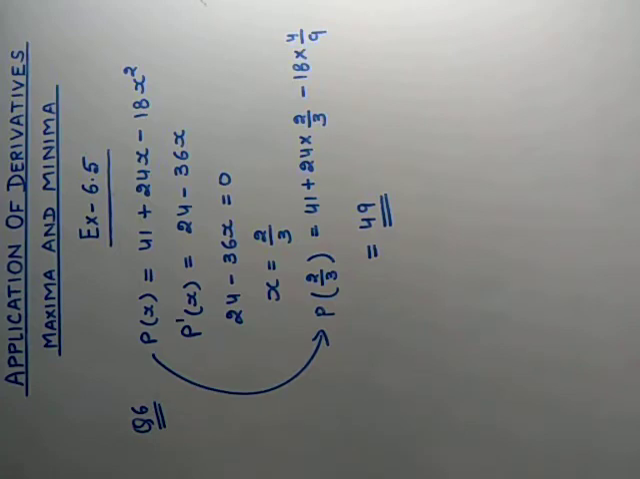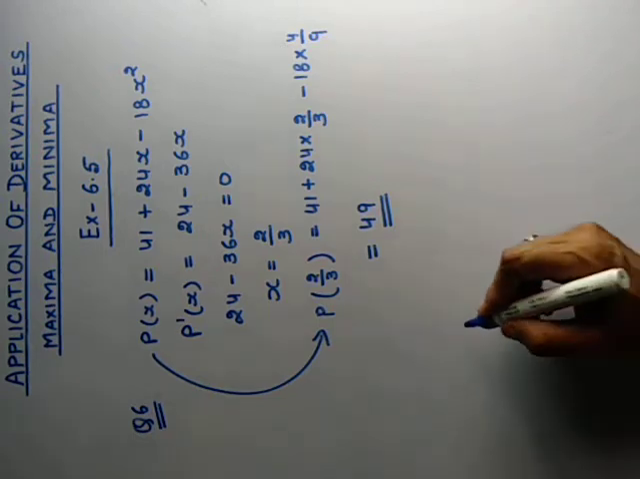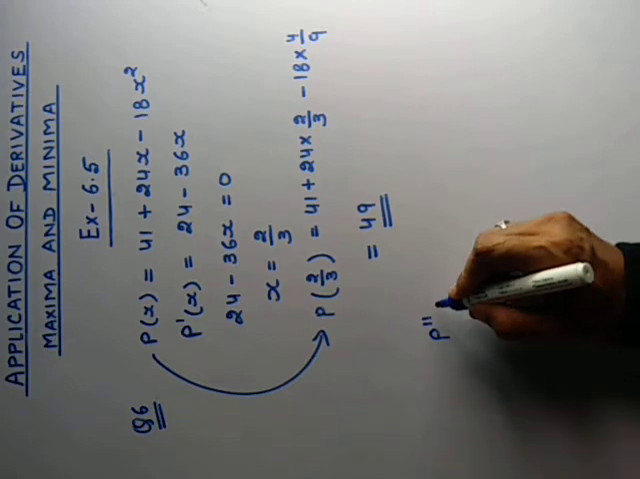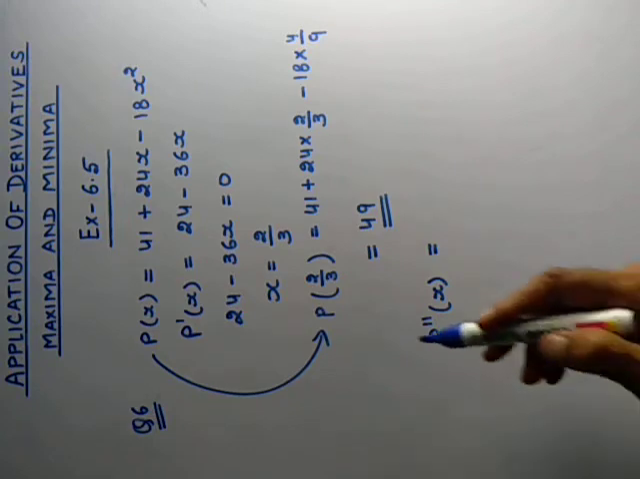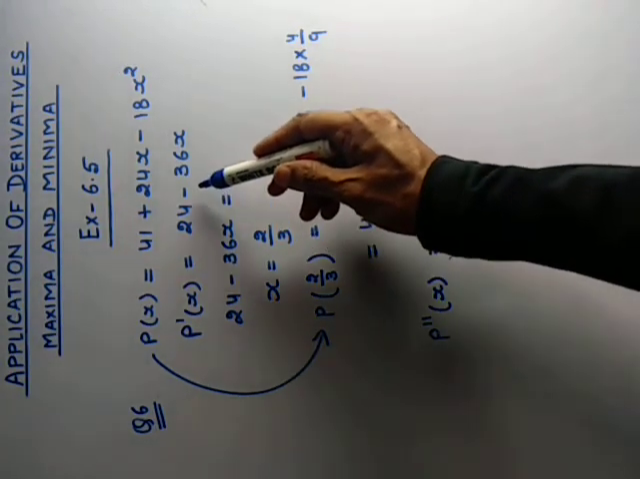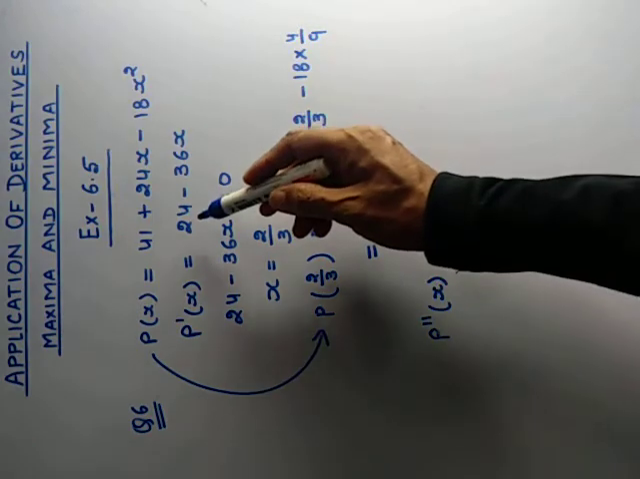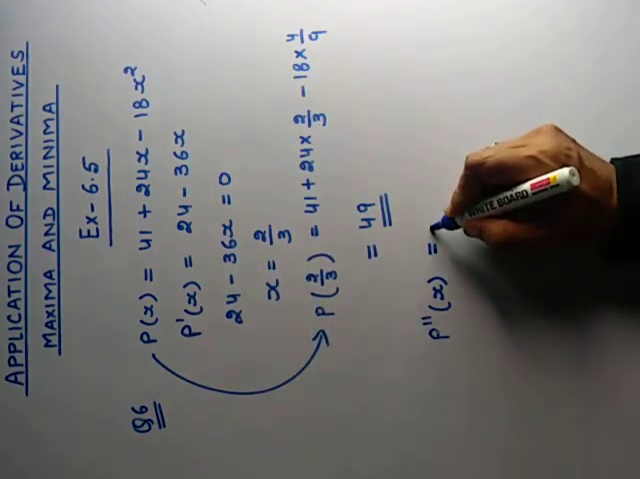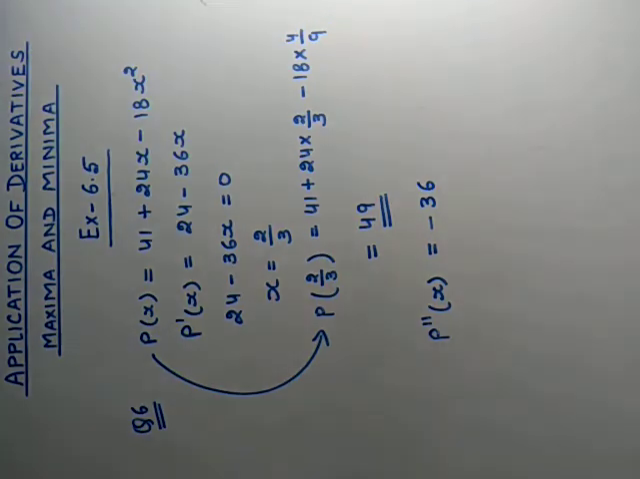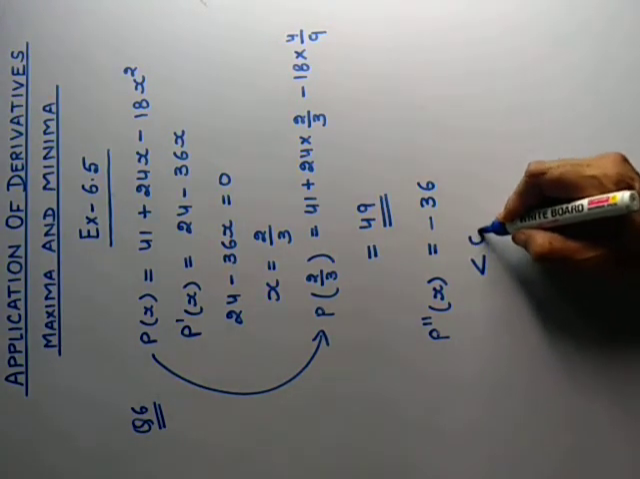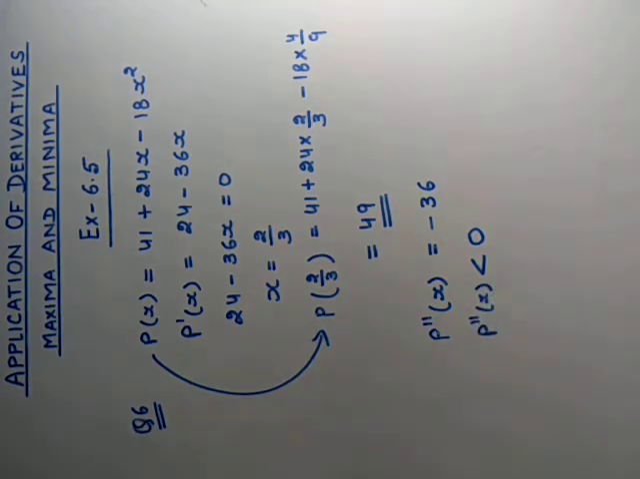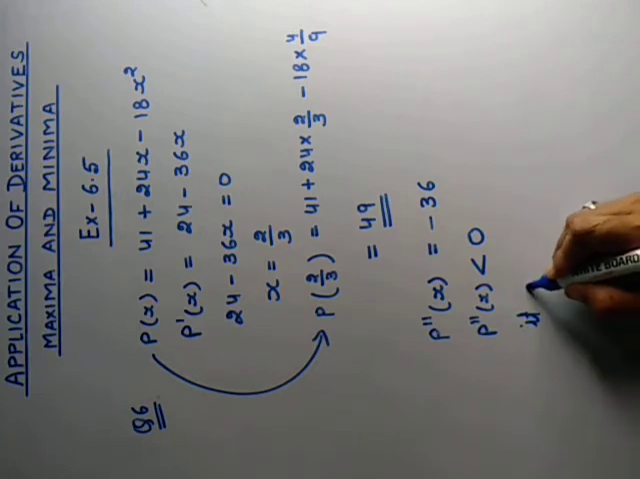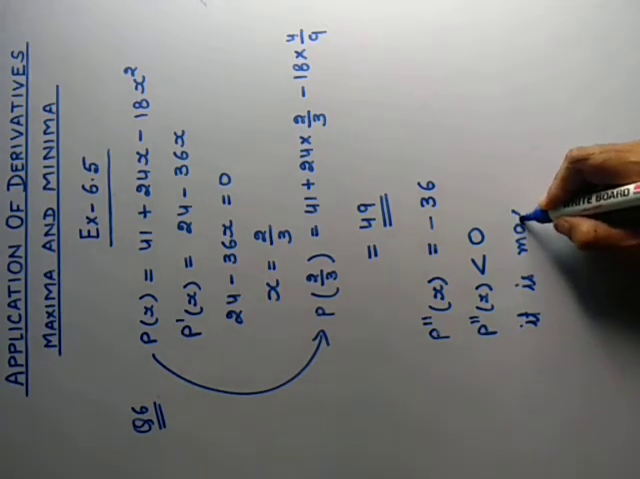But we need to check whether this answer is maximum. For that, we have to find the second order derivative, that is p double dash x. If we differentiate 24 minus 36x, differentiation of 24 is 0 and we get minus 36, which is less than 0. So p double dash x, the second order derivative, is less than 0, which proves that it is maximum.